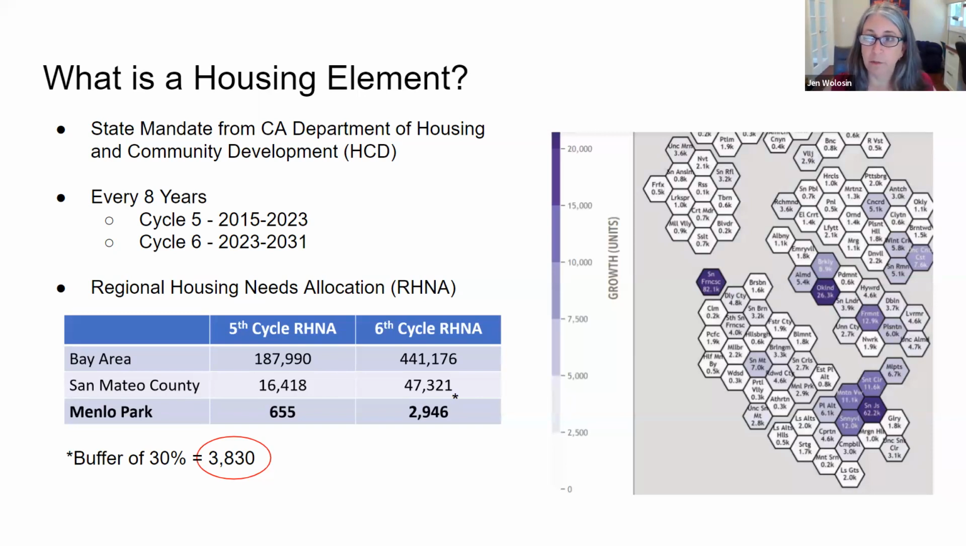So in the last cycle, we were required to site for 655 units, and this cycle, close to 3,000. Not only that, we're also told to have a buffer of 30%, so almost 4,000 units of housing Menlo Park has been required to site for. This is something happening all over the state of California and all over the Bay, and this chart on the right is showing how this is impacting all of the cities in the Bay Area.